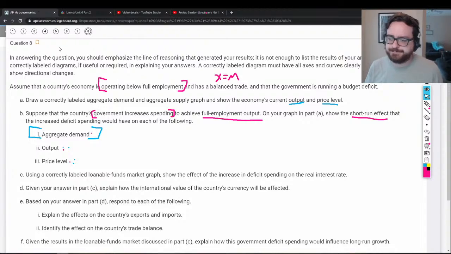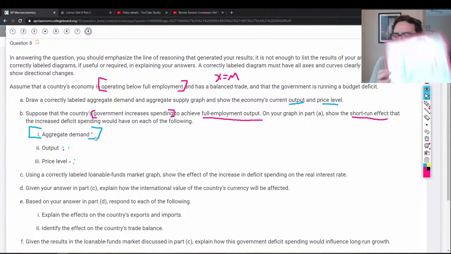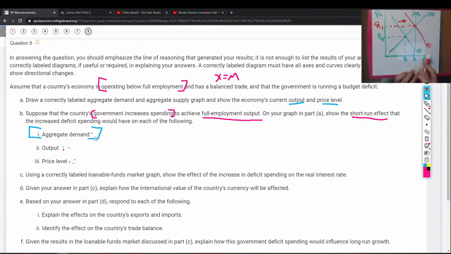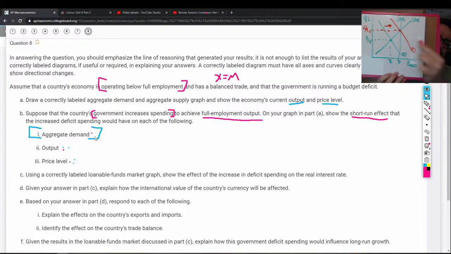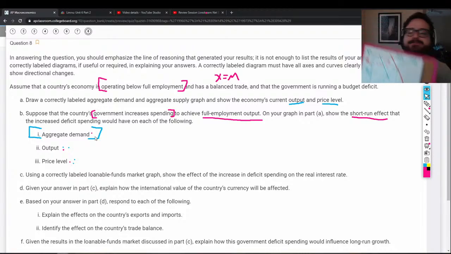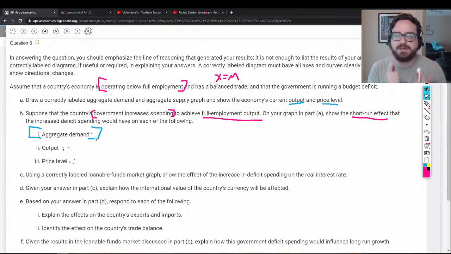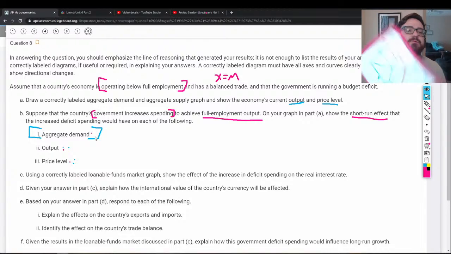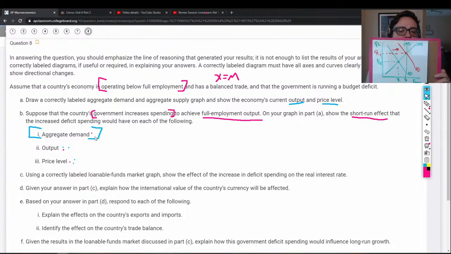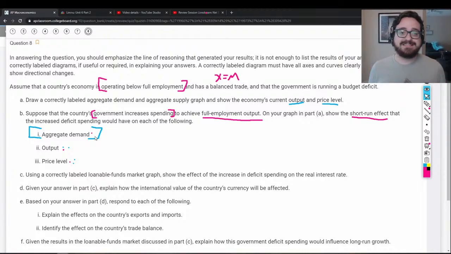Okay. So my aggregate demand went up, my output went up, and my price level went up. Easy peasy. All of that is shown on my graph through my brilliant labeling of my X and Y axis. And my dotted lines, draw them. They're not an option. They're not a suggestion. Draw them. Stop being lazy.